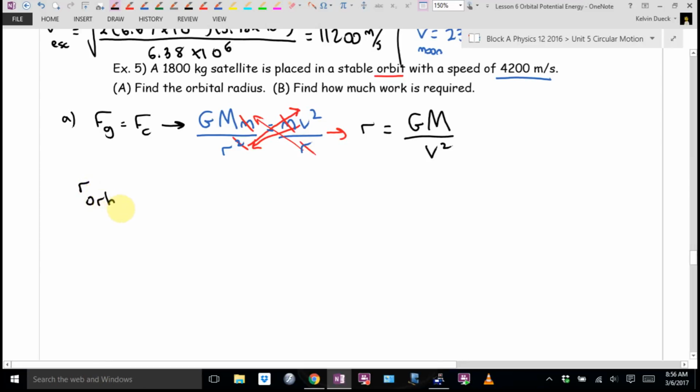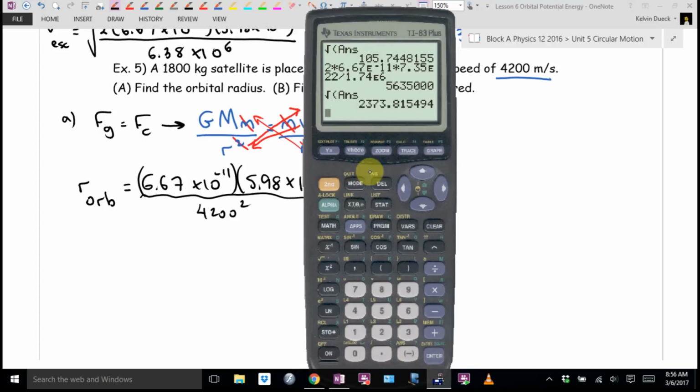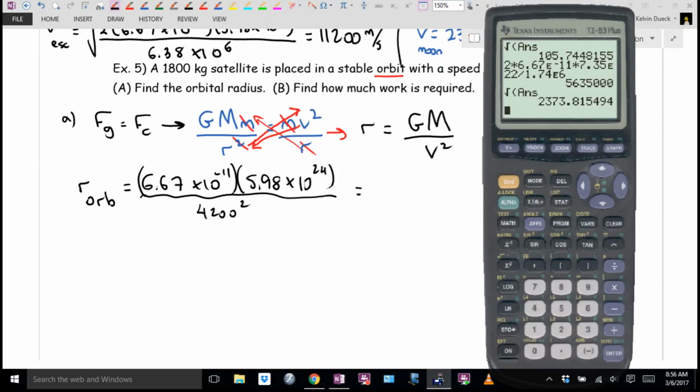And this I'll call r orb, just to distinguish it, because that's what you said we were finding, the orbital radius. It's going to be 6.67 times 10 to the negative 11, 5.98 times 10 to the 24th, divided by 4,200 squared. I'm getting a bad vibe from this question. Let's see. I'm doing some math in my head, and I hope I'm wrong.